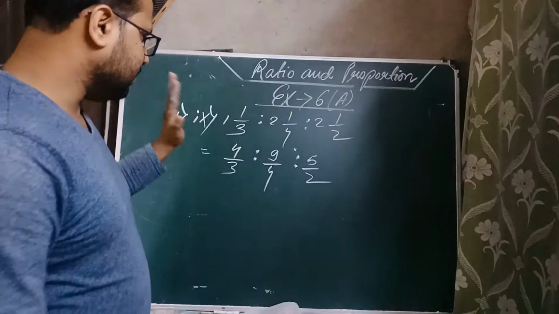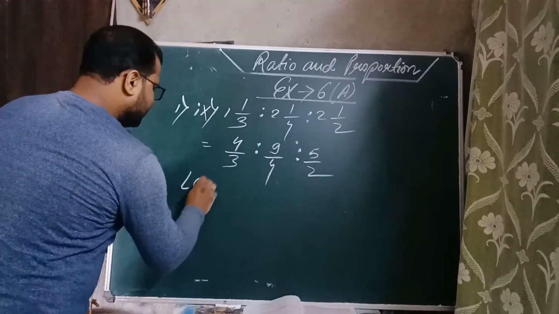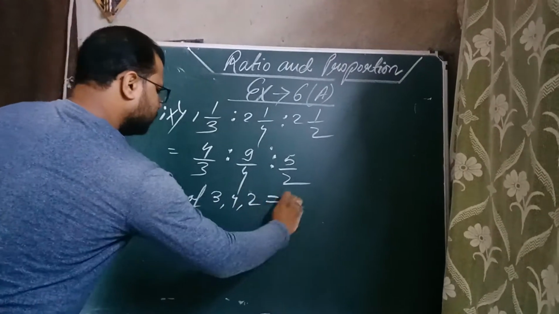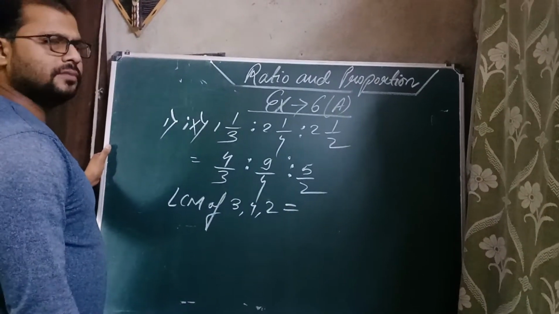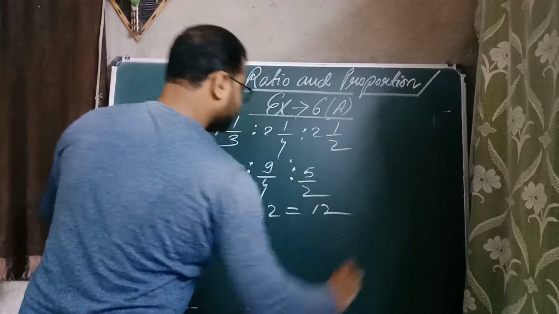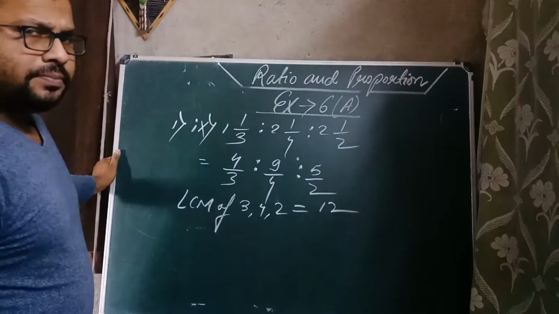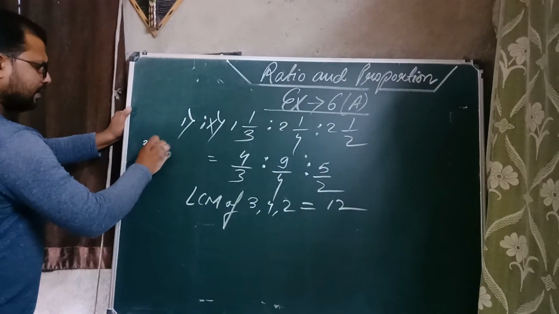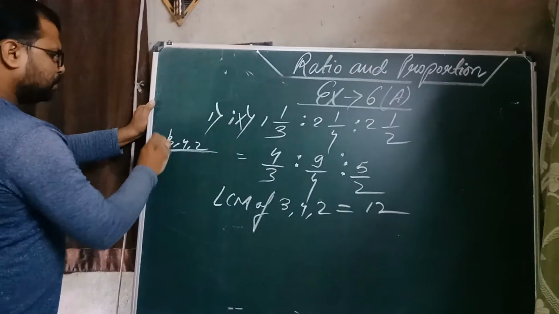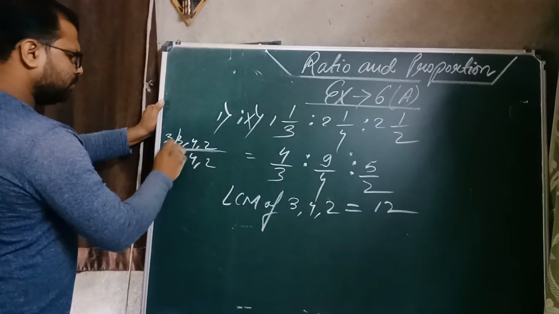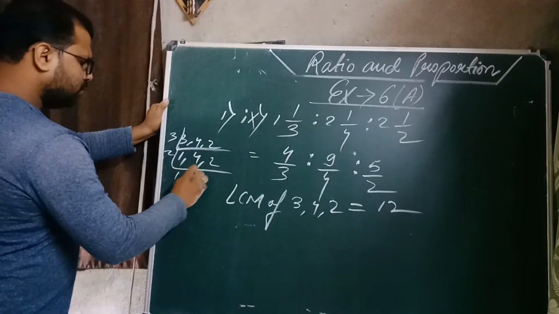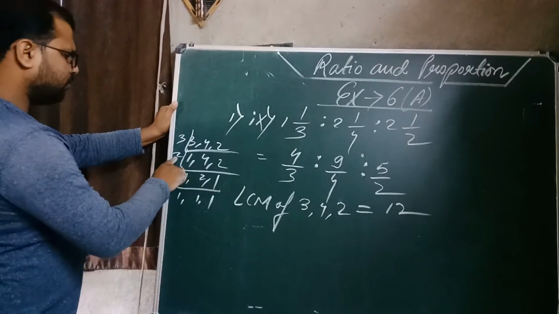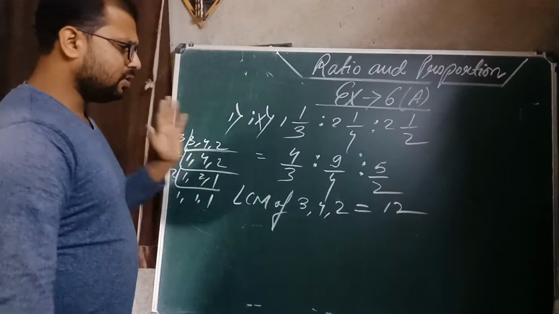First class, no problem. Now the question comes how to simplify. How to simplify this one? We have to take the LCM, students. LCM of 3, 4 and 2. What is the LCM? 12, of course. No problem. If you don't know how to take the LCM, then I am showing you. 3, 4, 2, 2 2s are 4, 4 3s are 12. How much came? 12 came.